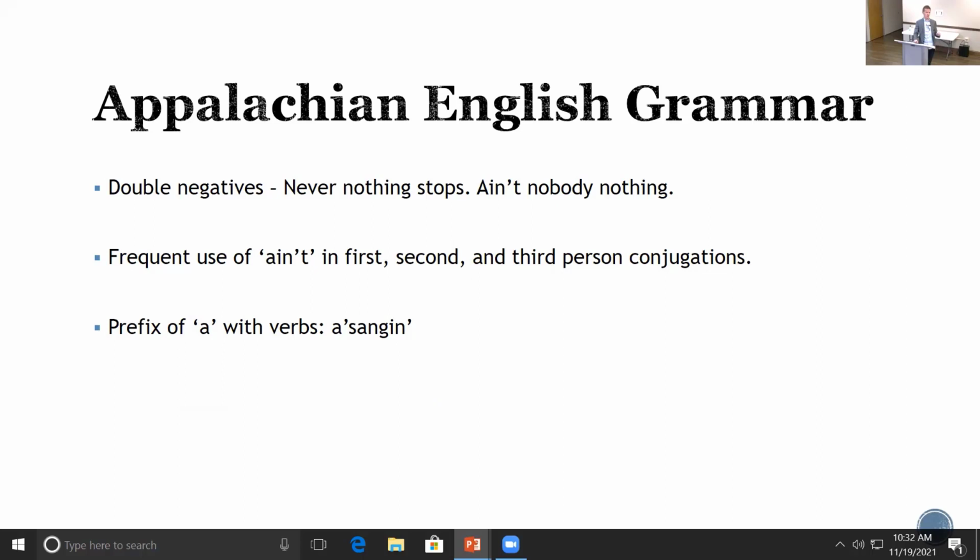Appalachian English uses a lot of double negatives as well. Ain't nobody nothing, ain't nobody doing something, so forth and so on. These are just part of that particular dialect.